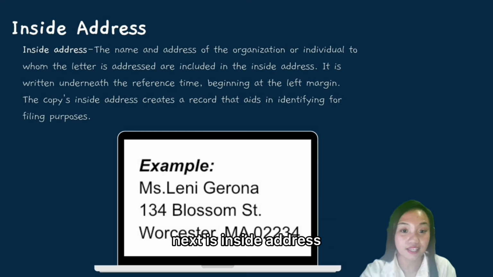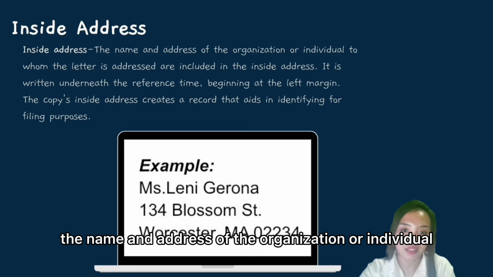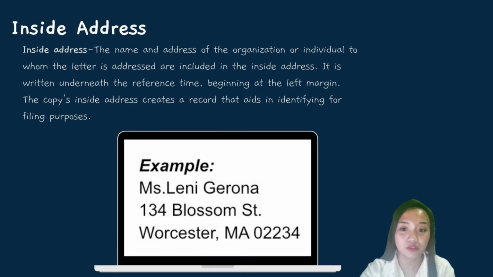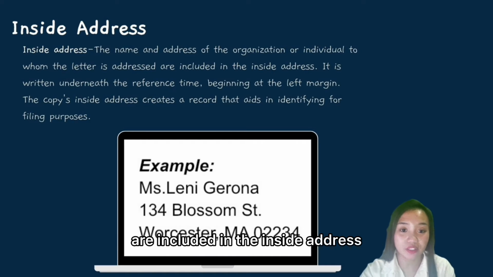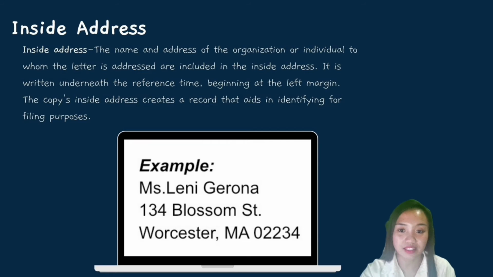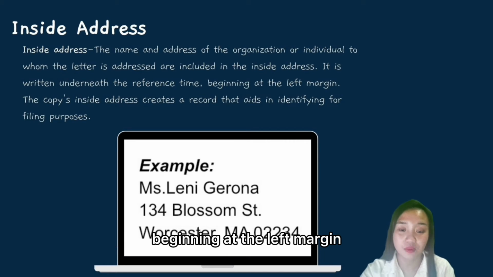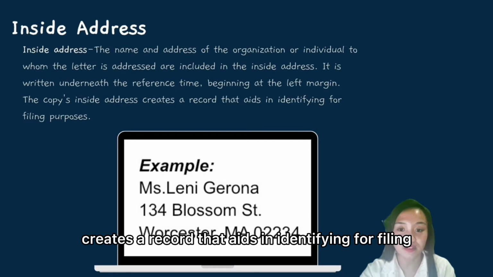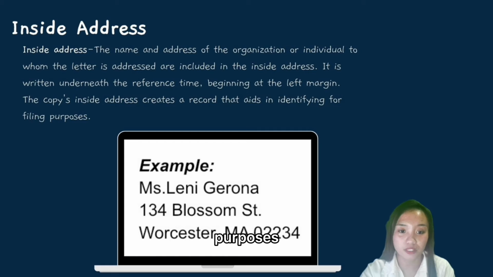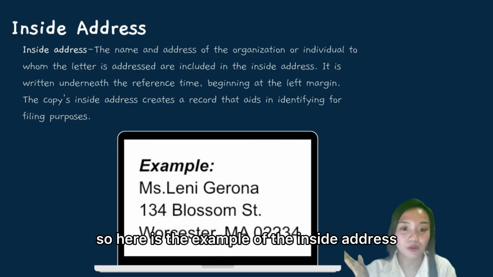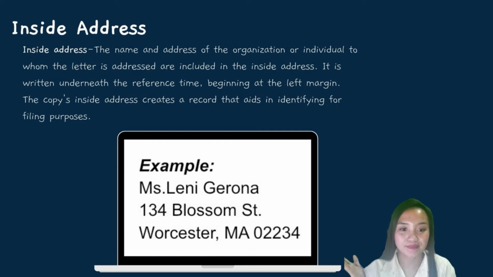Next is inside address. The name and address of the organization or individual to whom the letter is addressed are included in the inside address. It is written underneath the reference time beginning at the left margin. The copy's inside address creates a record that aids in identifying for filing purposes. So here is the example of the inside address.